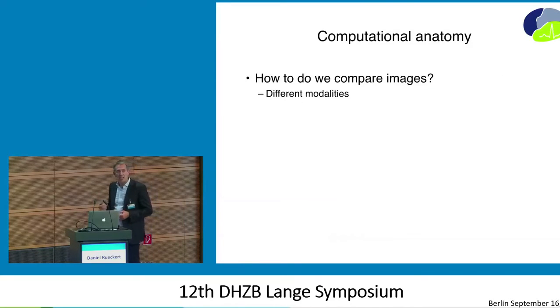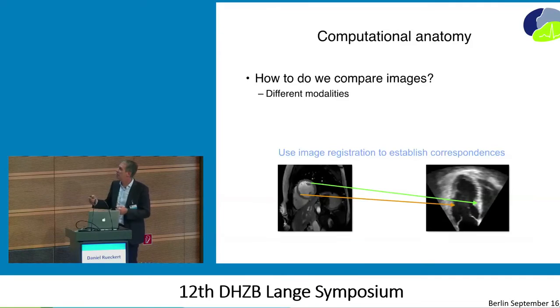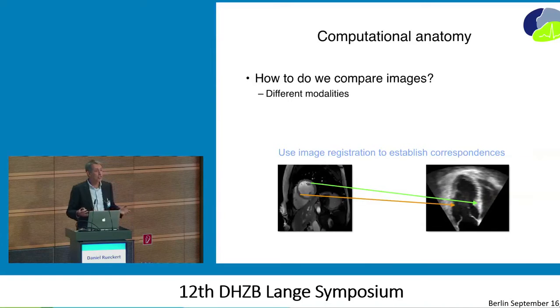One of the key tools which we need in order to answer the question, how do we, for example, compare images and build computational models, is how do we establish correspondences. Let me give you an example. I have an ultrasound image and an MR image of the same patient, and I would like to integrate them and find correspondences between corresponding points in the image.